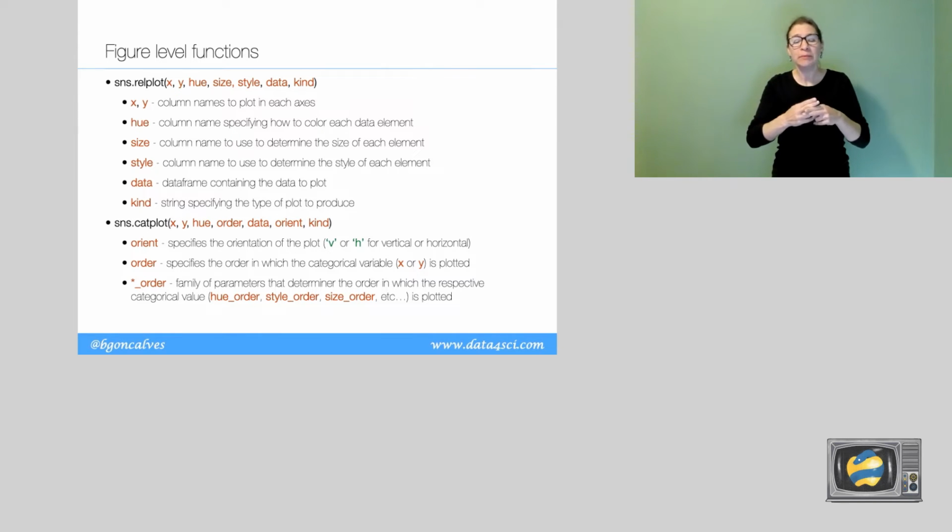In the case of categorical plots, you can also have orient, which tells you whether you are aligning things vertically or horizontally, and order, that specifies the order in which the categorical values are displayed. This is done when one of the variables is categorical, like in typical categorical plots, but it can also be useful to order the colors that it uses when you're using the hue parameter, the size of the markers in the plot, etc. And for those you would use hue_order, style_order, size_order, and so on.